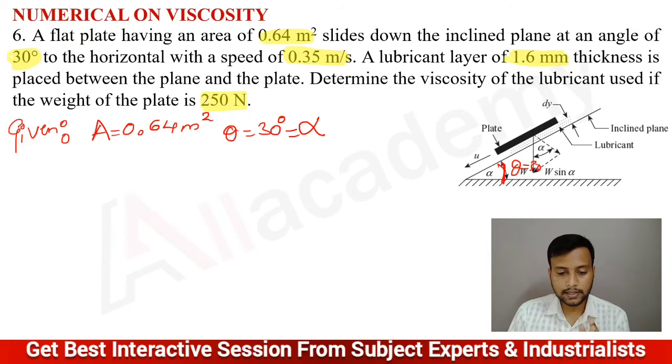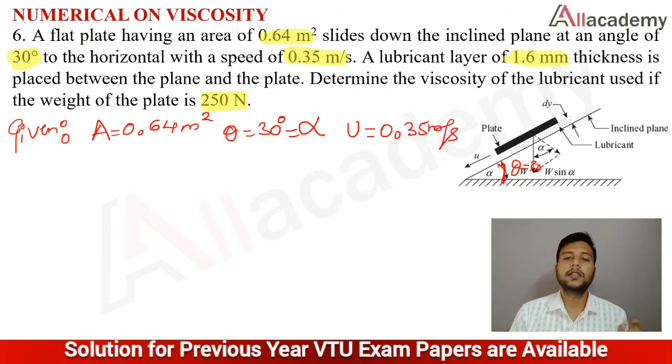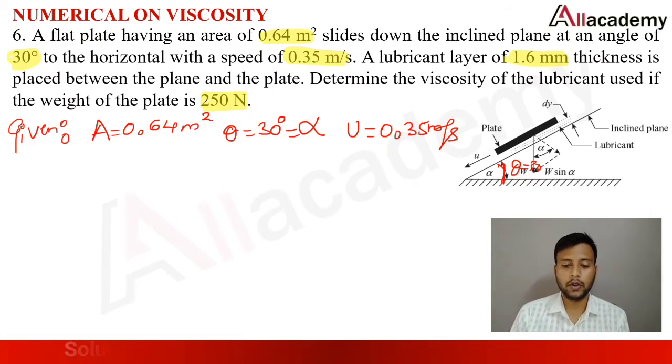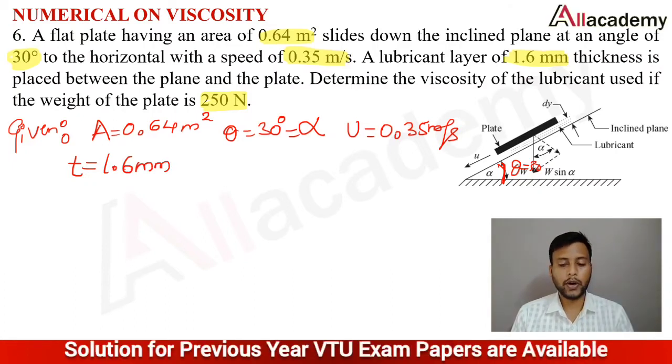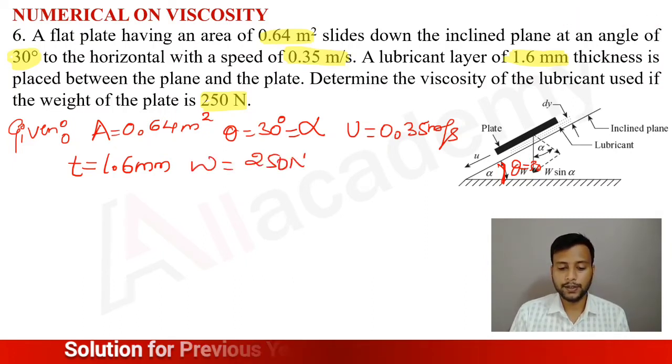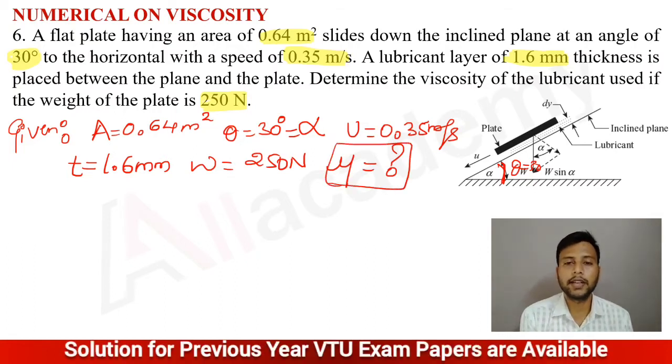This plate is moving with a velocity of 0.35 meter per second, and in between this plate and plane a lubricating oil is placed whose thickness is 1.6 mm. The weight of the plate is given as 250 Newton, and we need to identify the viscosity of this fluid.